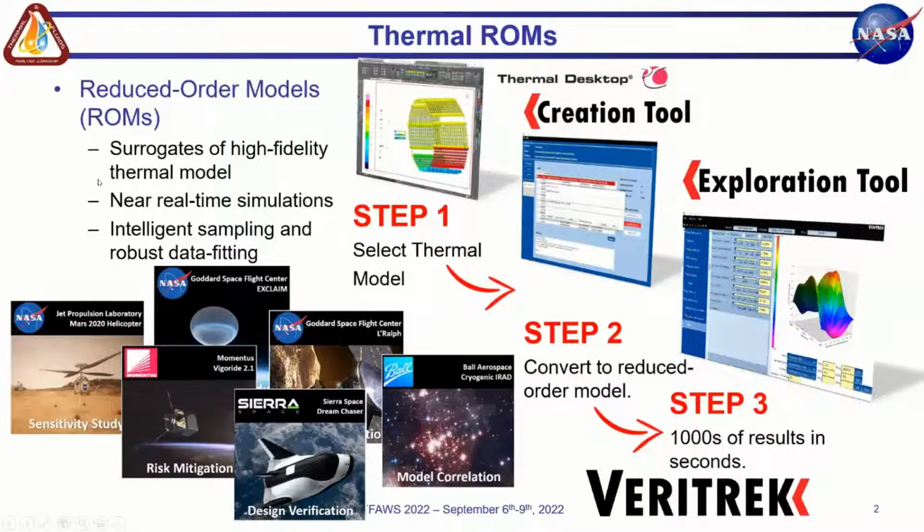All right, so the current form of the tool has been used by a number of folks, with some examples there in the bottom left. A number of different NASA centers, NASA Goddard on their LRALPH program and their Exclaim program. Momentus has used it recently, and Sierra Space on their Dream Chaser program. Ball Aerospace used it for some cryogenic thermal model correlation. And also of note would be NASA JPL's Mars 2020 helicopter program. They used reduced order thermal models to help with not only the design of the helicopter, but also in mission planning.